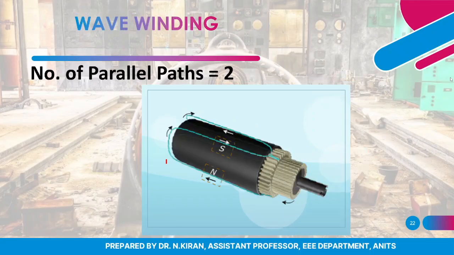In the second case, wave winding, the number of parallel paths is equal to 2. So that is, irrespective of the number of poles, the number of parallel paths will always be 2. So that is the main difference between lap winding and wave winding.